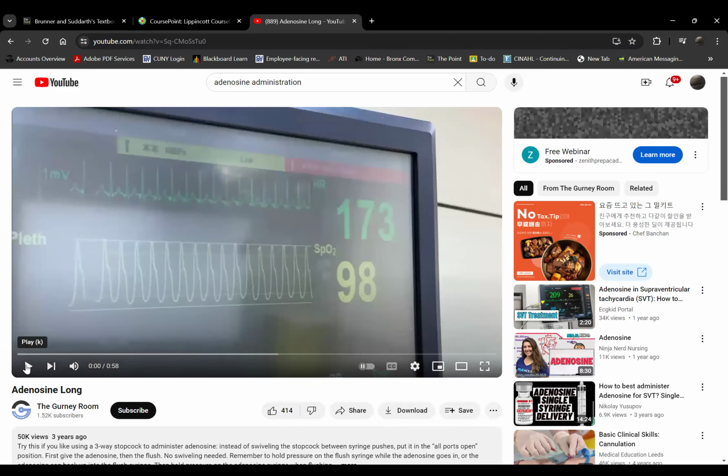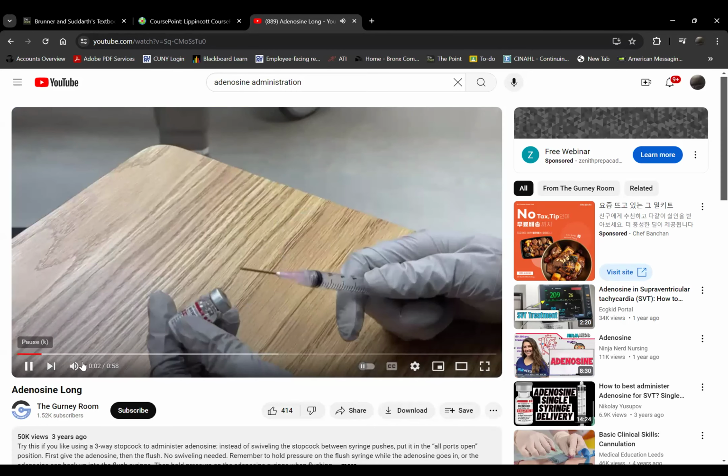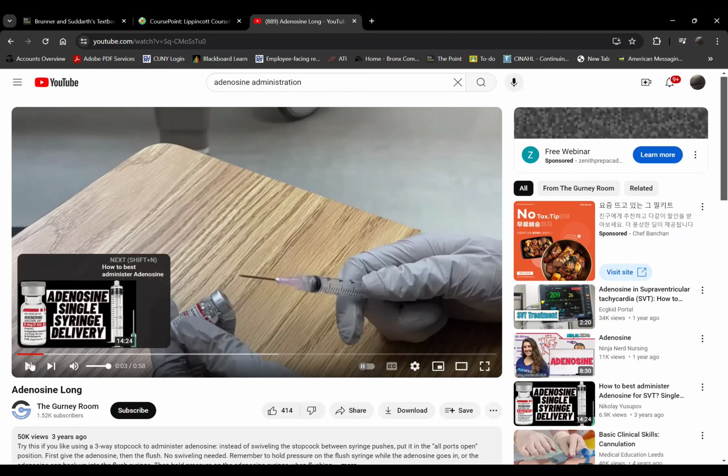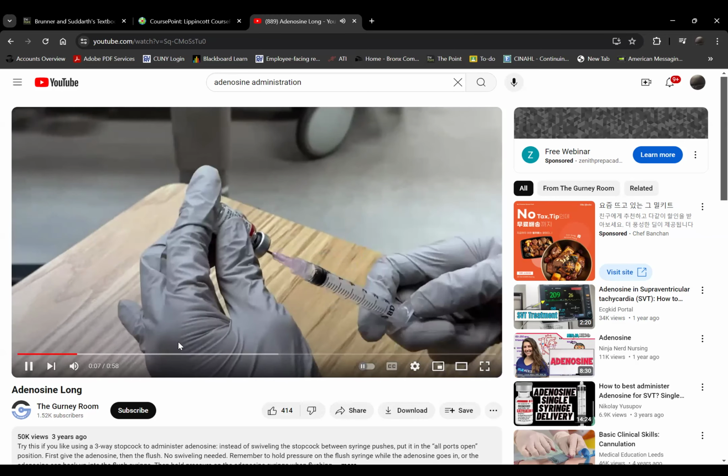Okay, so you see this patient's heart rate is fast, right? Look at that, 173. You have to administer adenosine with a three-way stopcock. I'll show it to you in a moment. They draw up adenosine, which comes in a 6 milligram vial. The first dose can be 6, or some doctors will give 12.